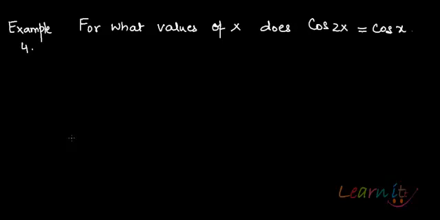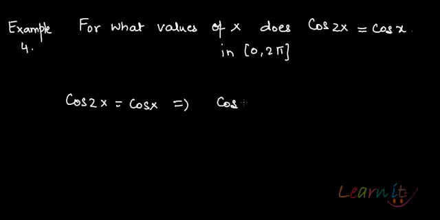Okay, in this question, I want to check for what values of x between 0 and 2 pi does cos 2x equal cos x. Now, cos 2x equals cos x implies that what equation do we have? We have cos 2x minus cos x equals 0.